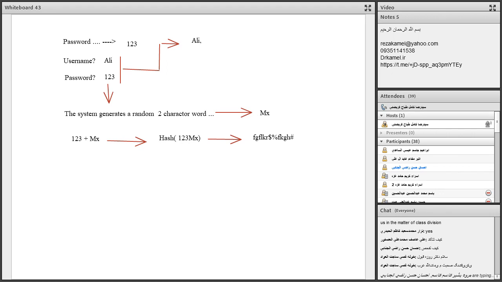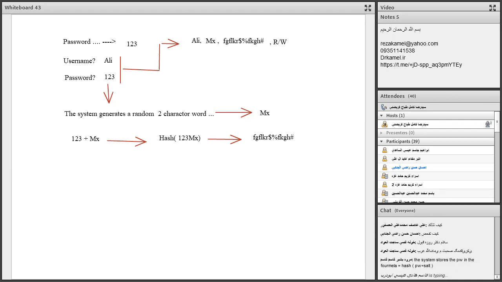Then it copies this one and puts it as a password. For example, Control C, and then it stores, after Ali, MX, and then this one, this is the password, and at the end, for example, read and write something. This is the access.